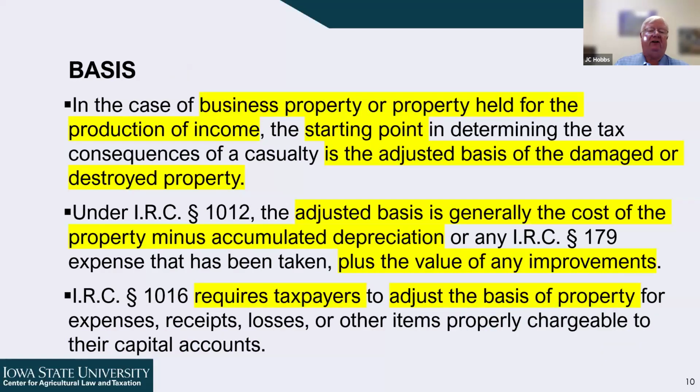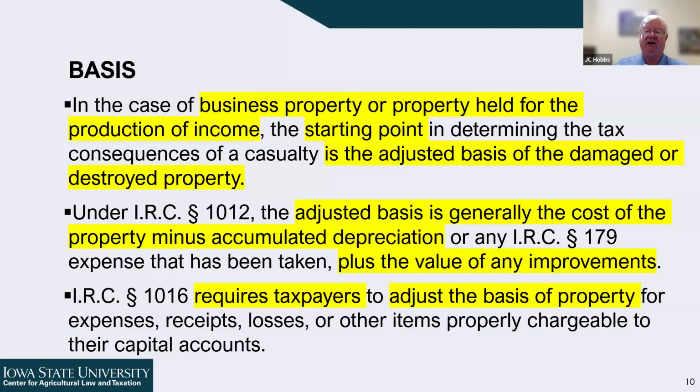So when we get into this process, we have to look at what we call the basis of the property, the tax basis, what the value of that is in the tax return. So business property or property held for production of income, we start with what the tax basis of that is. That's the adjusted tax basis of that damaged or destroyed property. So the adjusted tax basis, we give you the code sections there. Again, take this to your preparer, but in its simplest terms, it's the cost. This is generally the cost of the item, the asset, less any accumulated depreciation.